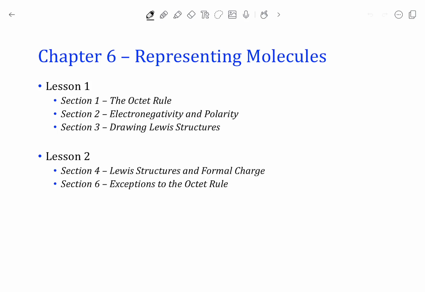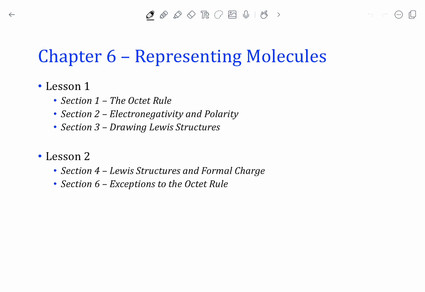Hi everyone, Dr. Burns here with our first lesson in Chapter 6, Representing Molecules. In this lesson, we're going to talk about the octet rule, electronegativity and polarity, and how to draw Lewis structures.